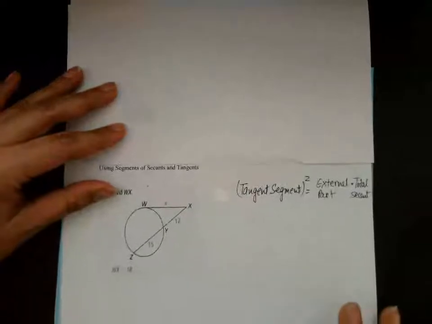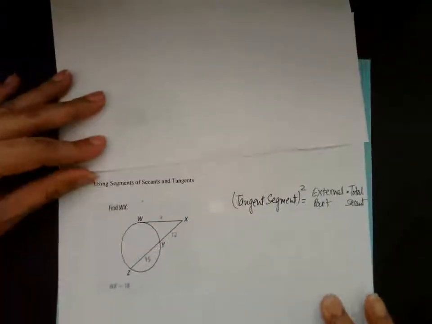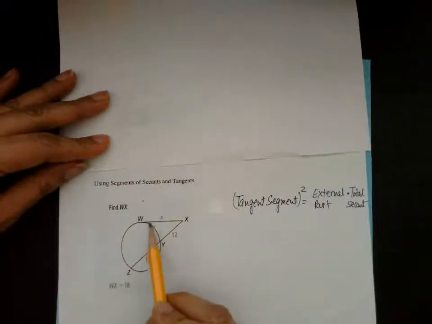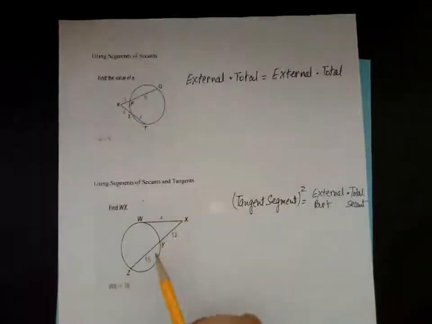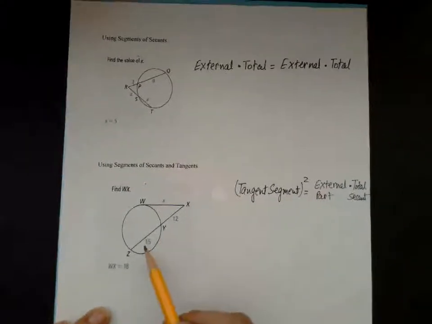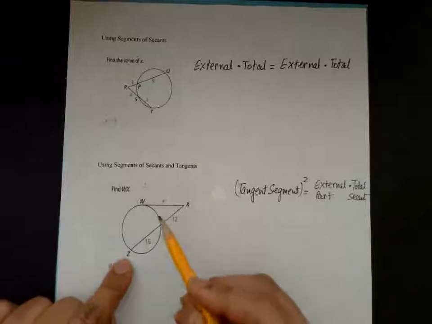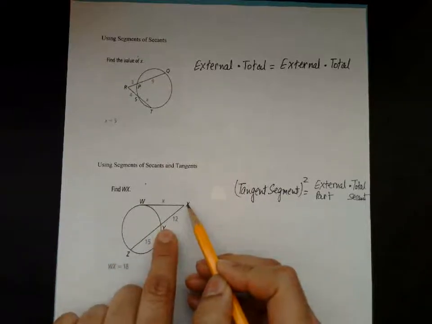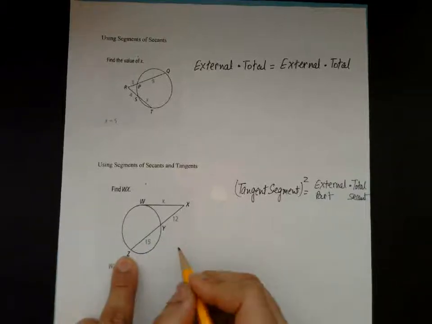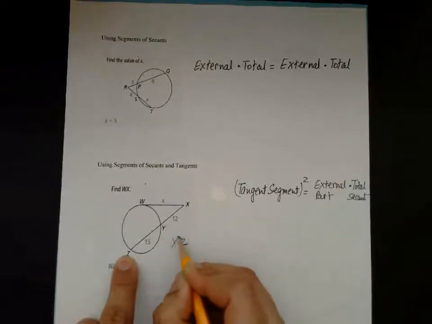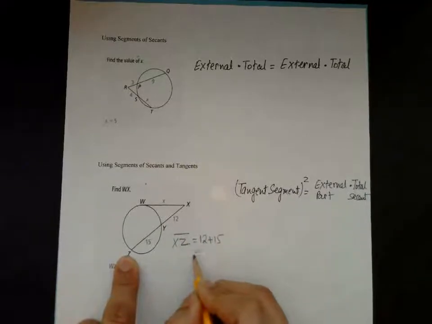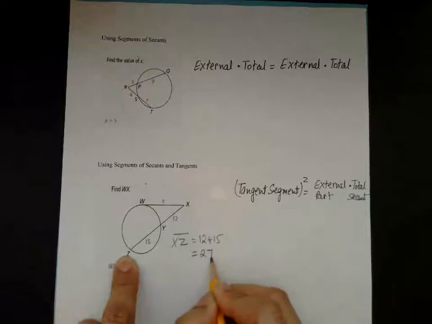Okay, we have this question. Using segments of secants and tangents. Tangent is given to you. And what is given to you? A secant is given to you. This is the external part of the secant and this is the total secant. So total secant will be what? XZ will be 12 plus 15, which is nothing but 27.